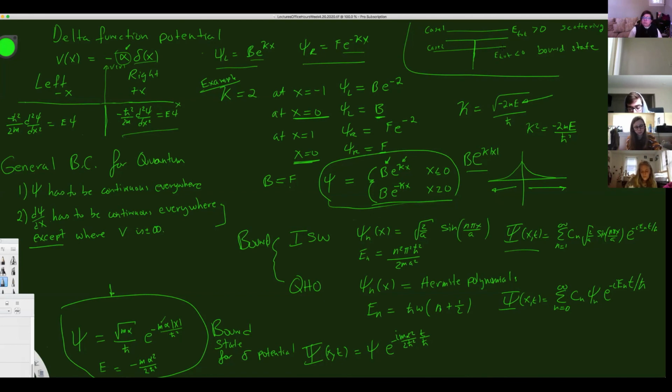So this potential, depending on E, whether it's above 0 or below 0, you can have either scattering or bound states.